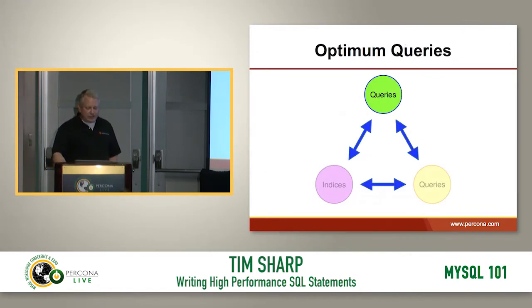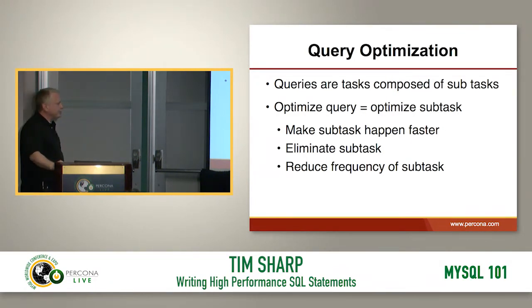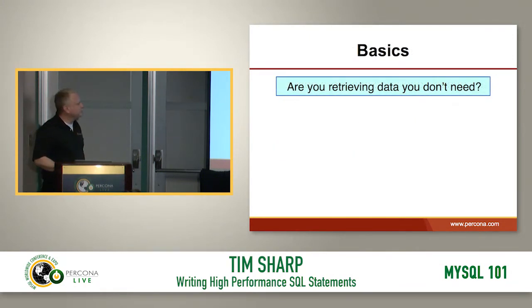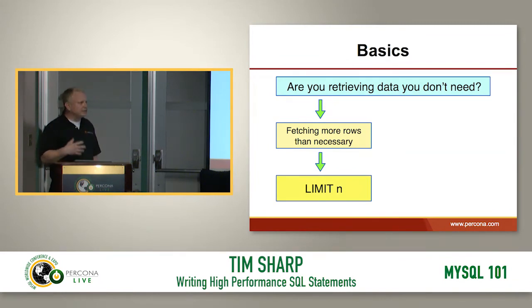And so finally, I'm just going to look at how to optimize the queries themselves. Queries are tasks composed of subtasks. To optimize a query, you could either make it happen faster, eliminate the subtask, or reduce the frequency of the subtask. Some basics: are you perhaps retrieving more data than you need? Perhaps you're fetching more rows than is necessary, in which case you can use LIMIT n. So SELECT * FROM table LIMIT n. Do you really need to retrieve all 10 million rows?